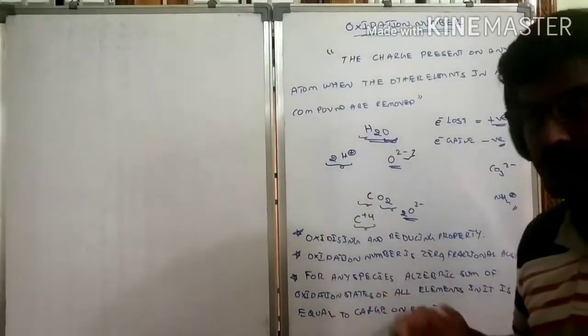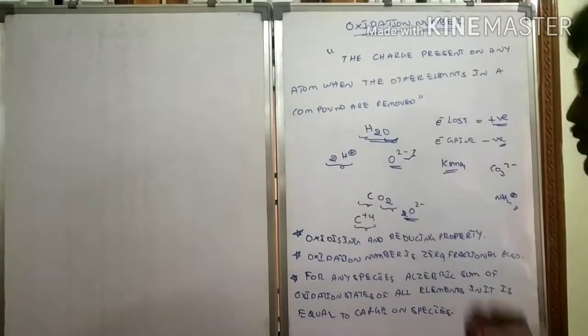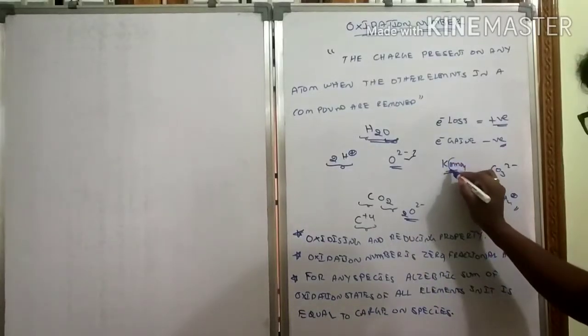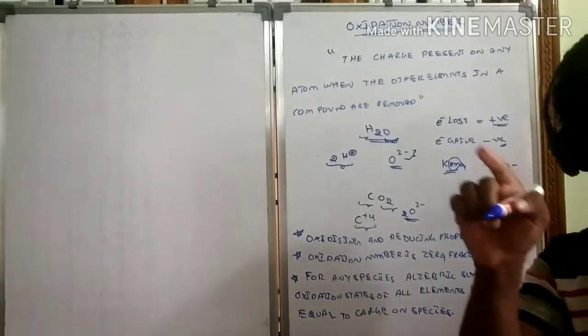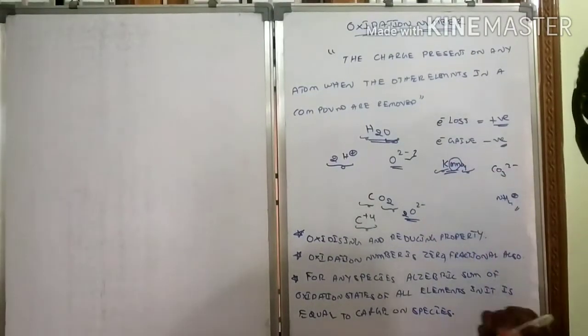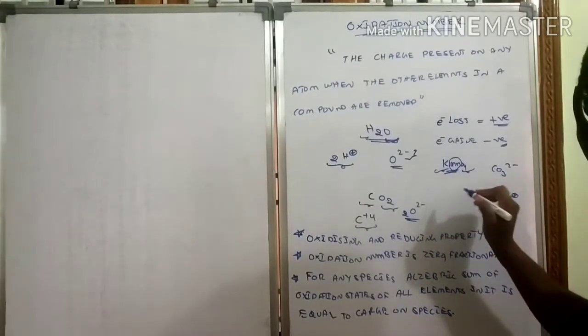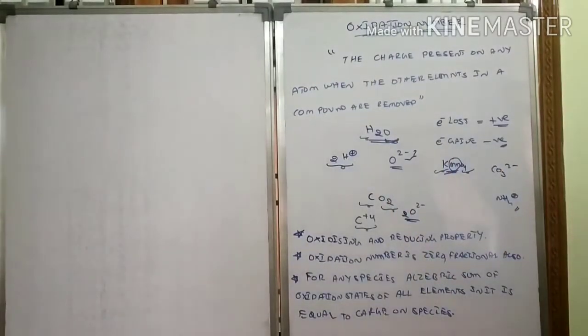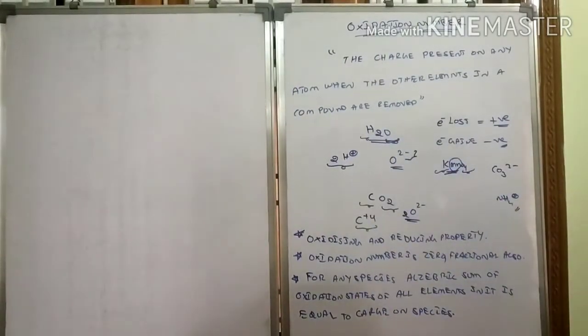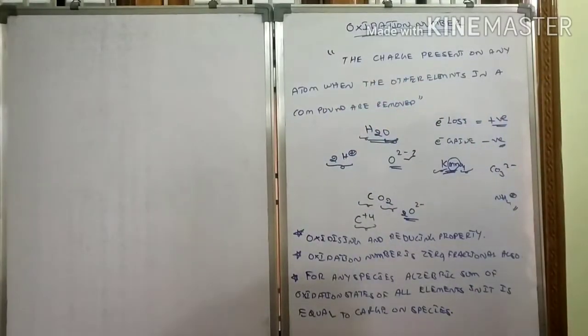Whatever the compound you take, let us take for example KMnO4. In this KMnO4, if you want to find the manganese oxidation state, what you have to do is remove the oxygen atoms and remove the potassium atoms. Whatever charge remains on the manganese, that will be the oxidation state of that particular element. The charge present on the atom after removing all other elements from the compound is known as the oxidation number.